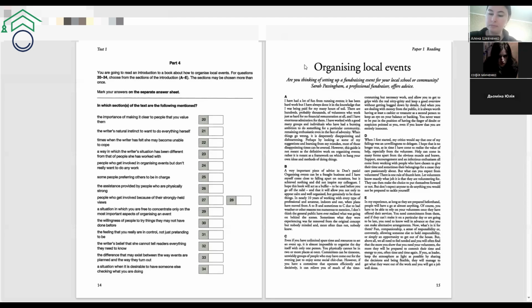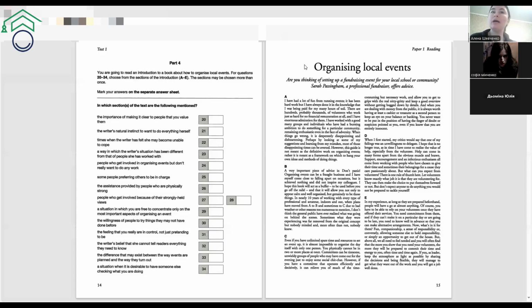I have worked with a good many groups and individuals who have had a burning ambition to do something for the practical community. Remaining enthusiastic even in the face of adversity. When things go wrong, it is desperately disappointing and disheartening. Perhaps by looking at some of my suggestions and learning from my mistakes, most of those disappointing times can be avoided. However, this guide is not meant as a definitive work on organizing events. Rather, it is meant as a framework on which to hang your own ideas and methods of doing things.